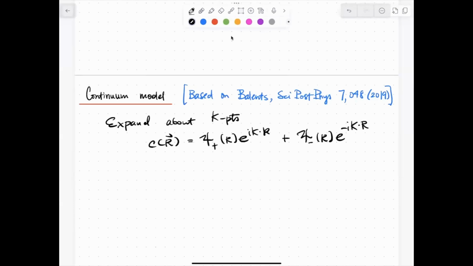Okay. So I've just expanded this operator, so that psi plus and minus vary very much more slowly than that exponential that's sitting right out front. Okay. I'm actually going to focus entirely on the positive K point. I'm just going to forget about this K minus point. The reason is that any tunneling between the two of them would break translation symmetry.